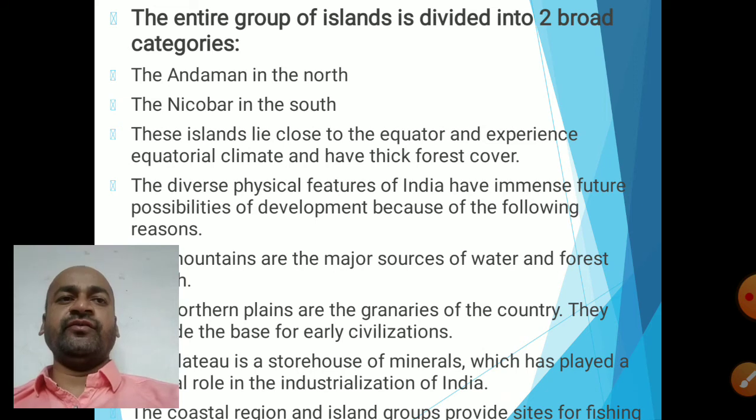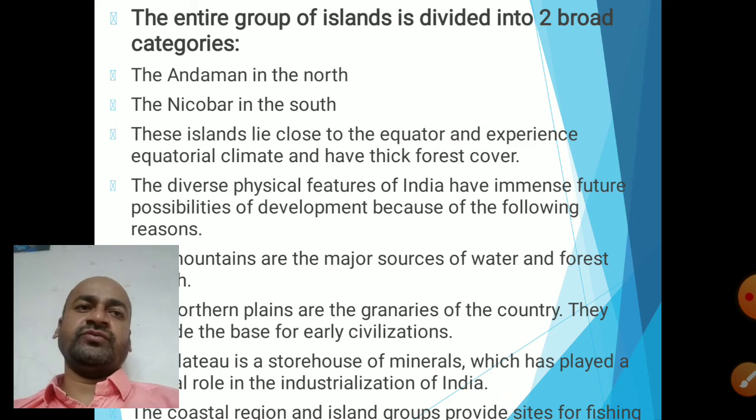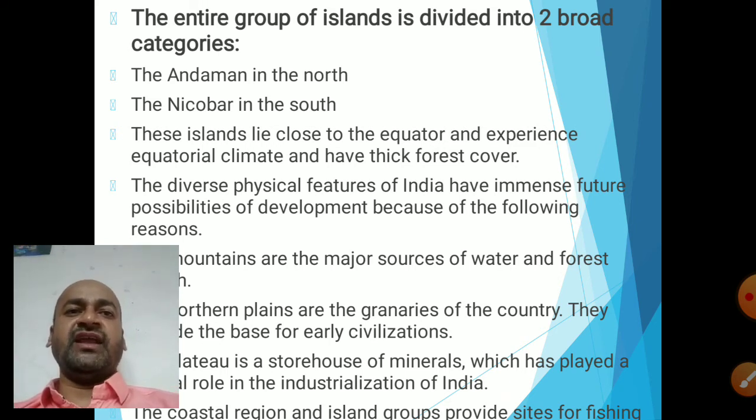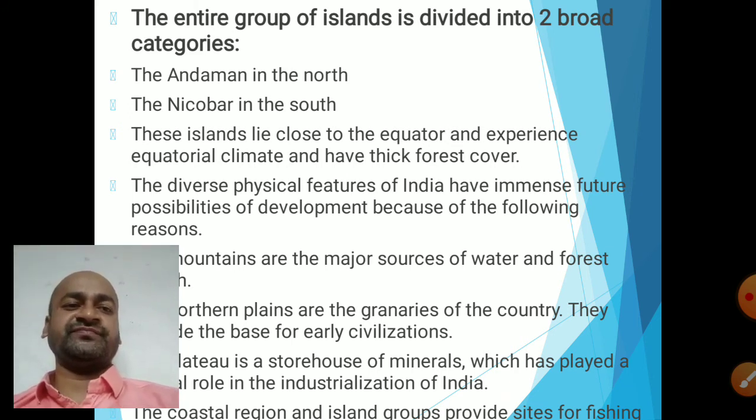India's only active volcano is found on Barren Island in the Andaman and Nicobar Islands. There is a great diversity of flora and fauna in this group of islands. They lie close to the equator and experience an equatorial climate with thick forest cover.